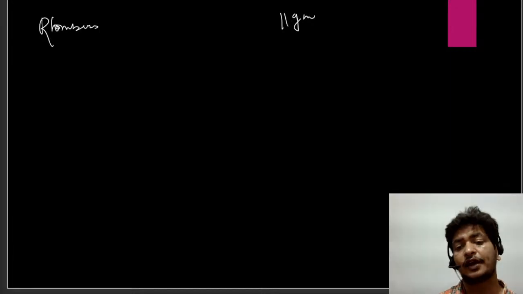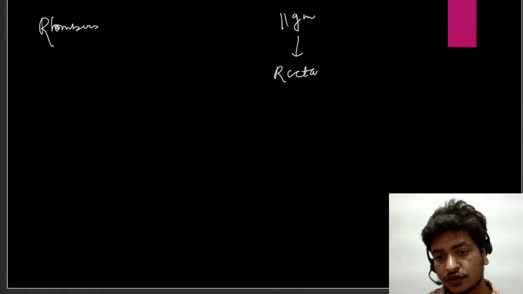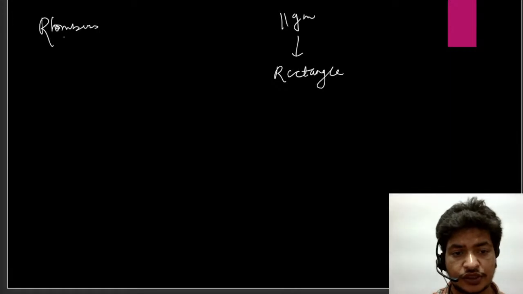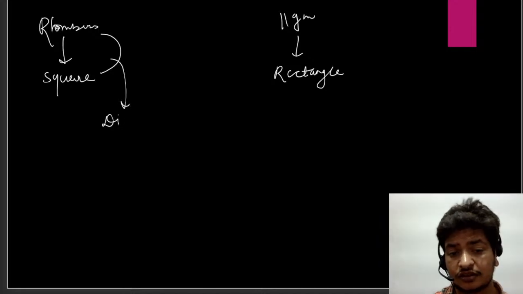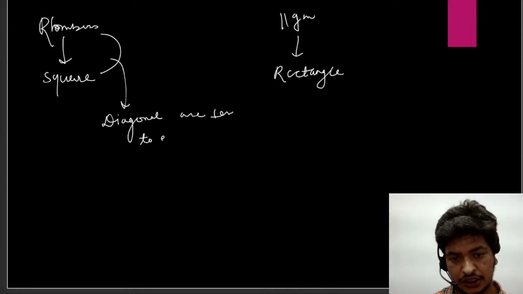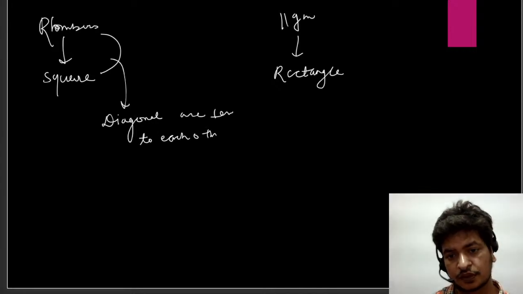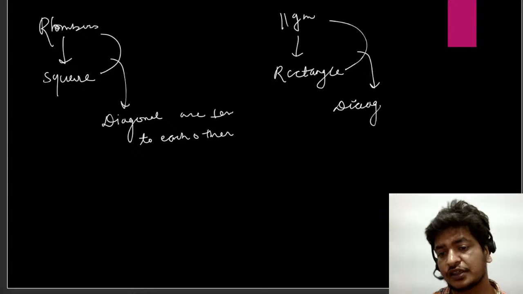and parallelogram. Okay, parallelogram के contrary shape होता है, that is a rectangle, and rhombus का contrary shape होता है, that is square. So rhombus and square have one most important property, that is diagonals are perpendicular to each other. But in a rectangle, we are not having the same property. So diagonals, or we can say in a parallelogram, we are not having the same property.